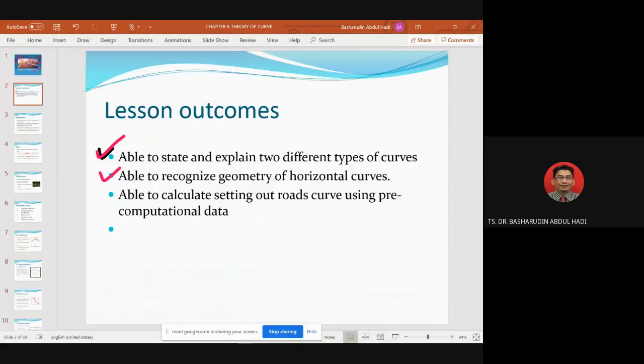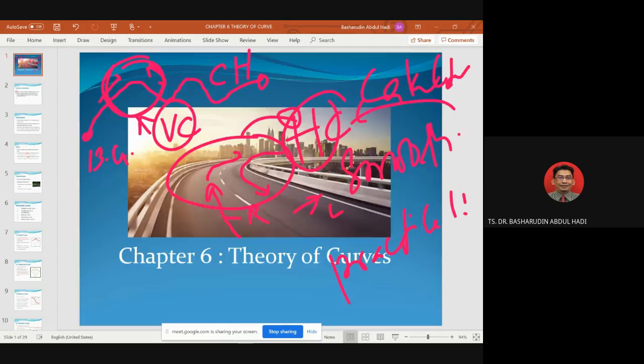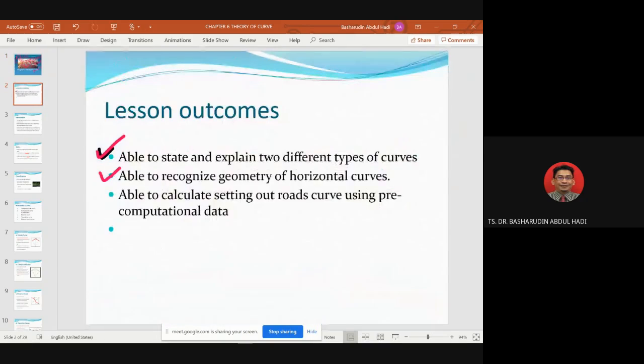Alright, coming back to here. Number two, able to recognize the geometry of a horizontal curve. So you recognize the shapes. Remember this line; this one is a horizontal curve. You remember the shape, and after this you remember the calculations and some of the terminology that describes the curve. Number three, able to calculate the setting out of a road curve using pre-computational data. So we get the data and see how we want to set up, all the survey data in the field.